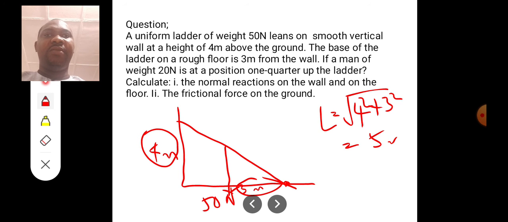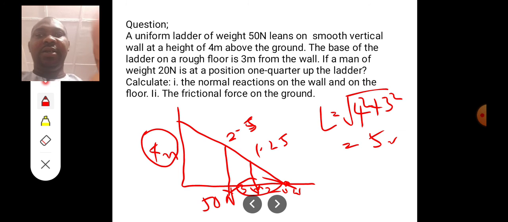So the weight of this ladder acts at a point 2.5 meters. Then the one that says the weight of 20 newtons, 1/4 up the ladder, 20 newtons, 1/4. 1/4 of 5 is 1.25. It's somewhere here. So this is where the 20 newtons is, and 1/4 means 1.25. Okay, so the normal reaction on the wall and the floor is with this. Now we can make our calculations.